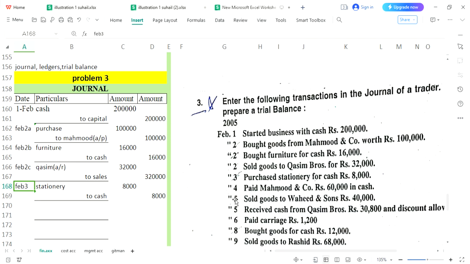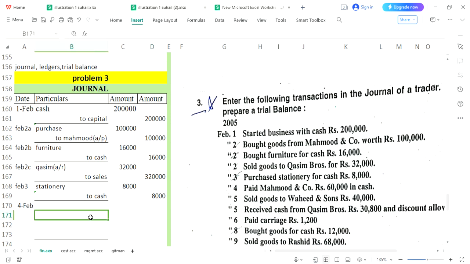Now entry number 4, Feb 4. And what Feb 4 is saying: paid Mahmood and company in cash. You have paid Mahmood in cash. Here you can see that we have bought goods from Mahmood worth rupees 1 lakh and now we are paying just 60,000. Please make a note. We had purchased goods. Here Mahmood is mentioned. We had bought goods on credit and we were liable to pay 1 lakh rupees to Mahmood. Out of 1 lakh rupees, we are right now paying only 60,000. That means it's a partial payment.